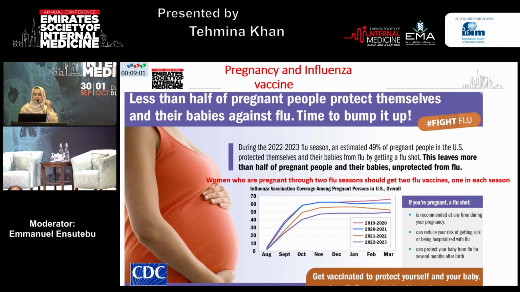So pregnancy and influenza vaccine, unfortunately, less than half of the pregnant people protect themselves and their babies against the flu. And during the last flu season, an estimated 49% of pregnant women in the US got the vaccine. And this leaves more than half of the pregnant women and their babies unprotected from flu. Women who are pregnant through 2 flu seasons should get 2 flu vaccines, 1 in each season. And it's recommended to take it at any time during pregnancy in any trimester, and it will reduce the risk of the pregnant woman getting sick and being hospitalized, and also will protect the baby in the initial months right after the birth.